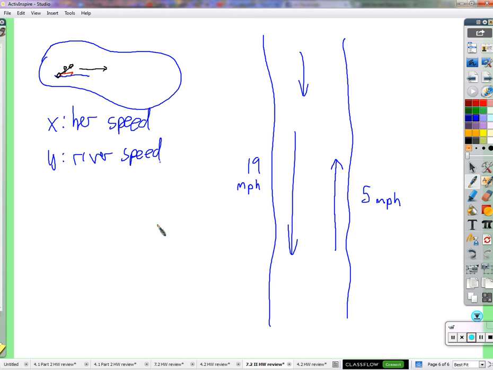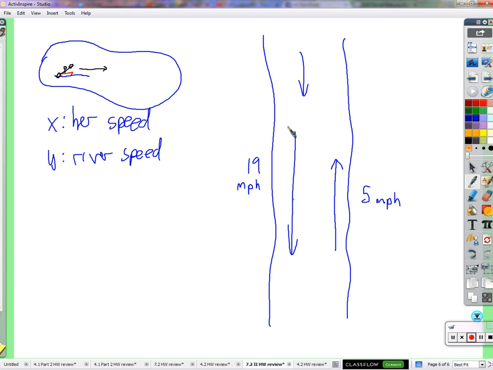Is 19 her top speed going down? 19 is her top speed. That means she's going with the river, so her speed and the river speed are working together. So in calm water, she can't go faster than 19. That's also right. So it's between 19 and 6. Good. So we found a range. 6 to 19.